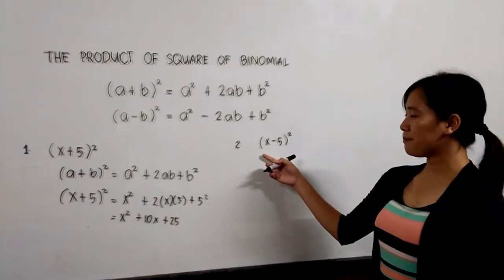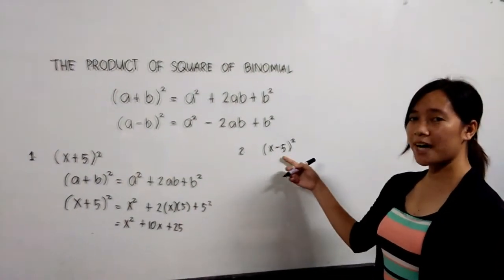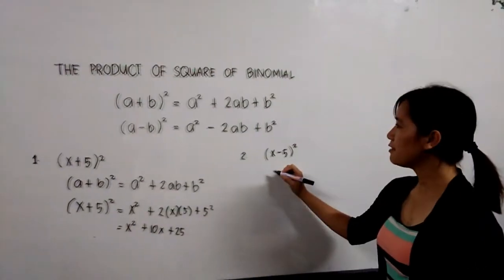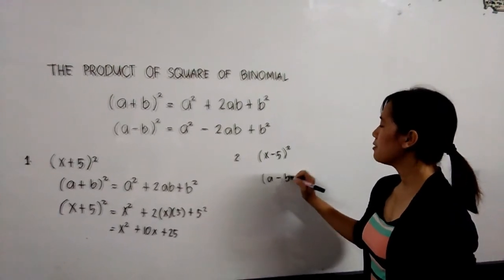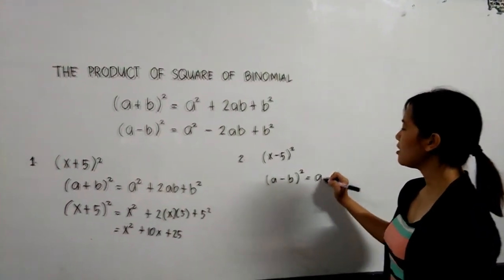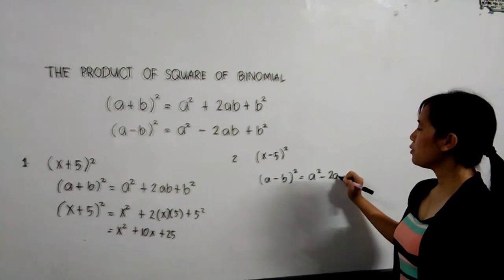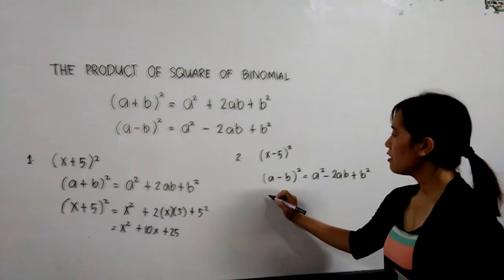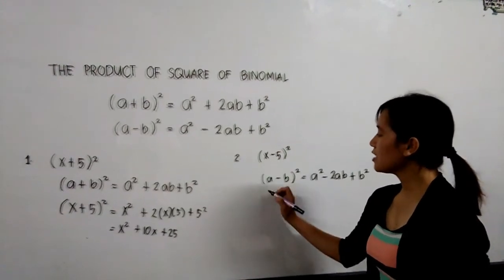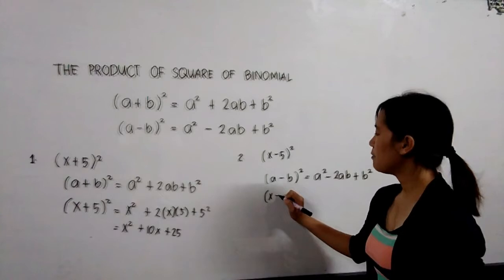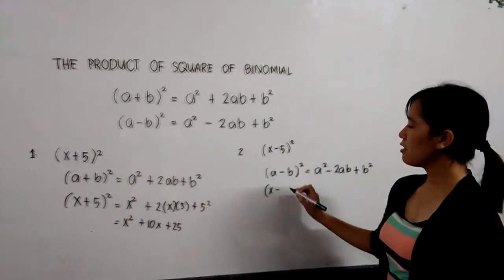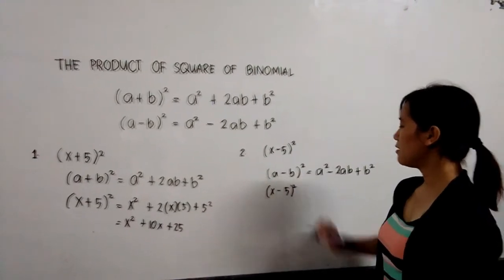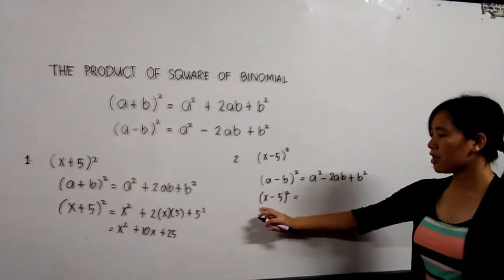So here's the second example. We have the square of x - 5. Applying the general formula here, we have (a - b) squared = a squared - 2ab + b squared. A there will be our x. Copy the negative sign because it's negative here. B here will be our 5. Substituting the values of a and b.